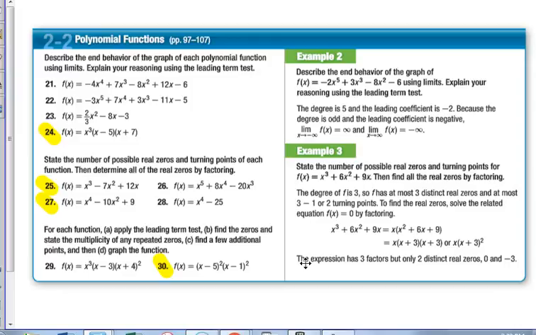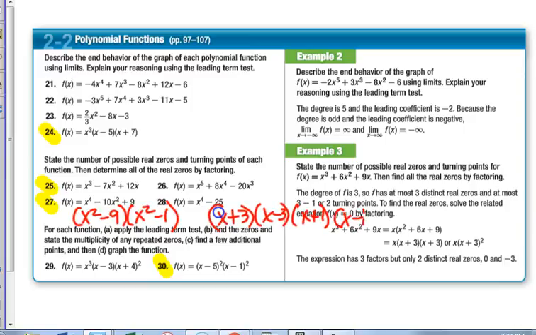End behavior, factoring something that's a fourth. Are we okay on that? X to the 4th minus 10x squared plus 9 would factor x squared minus 9, x squared minus 1. Are we done? X plus 3, x minus 3, x plus 1, x minus 1. So we can find all 4 zeros.